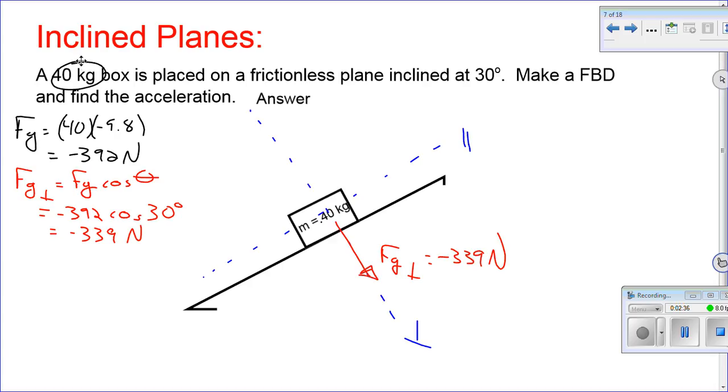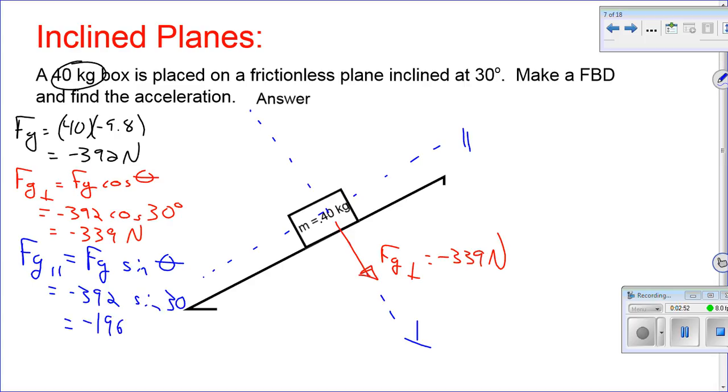All right. And then similarly, we can find our parallel component. The parallel component will always be Fg times the sine of your angle, which is negative 392 newtons times the sine of 30 degrees. So that just gives you negative 196. Put that on the drawing. This is all stuff we did yesterday, but I felt like this drawing kind of got rushed and lost in the mix. So are we all okay up to there?